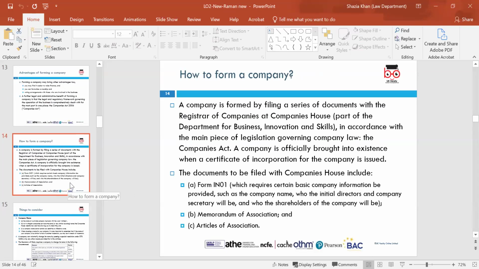How to form a company. Like we said, a company must be registered with Companies House, and you must follow the legislation. The document to be filed is the IN01 form, provided with the company name and the director's details, as we mentioned. A memorandum of association and articles of association must be submitted. The management of the company is carried out by its officers, who include directors, managers, and a company secretary. So it has to have these people in place in order for the company to run smoothly.